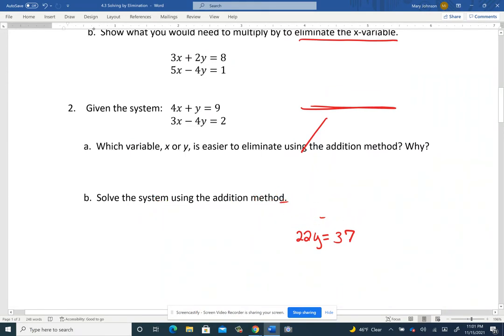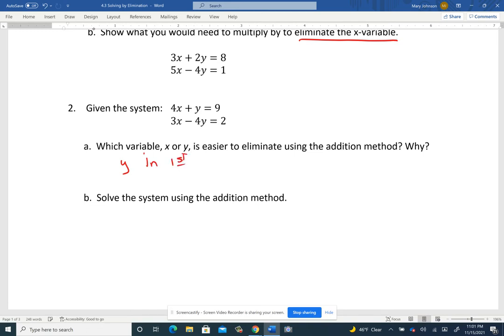Okay, on question number 2, it's asking us a different question. It's asking us to plan ahead, to look at the two equations and think about which variable, x or y, would be easier to eliminate using the addition method. I think y would be easier.